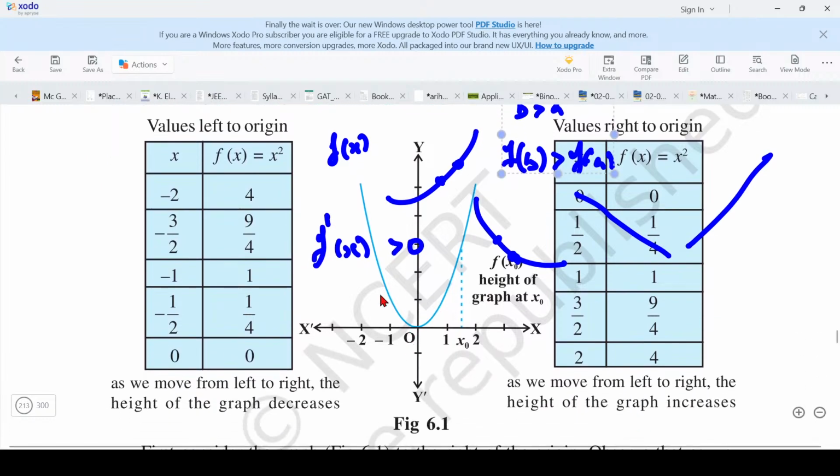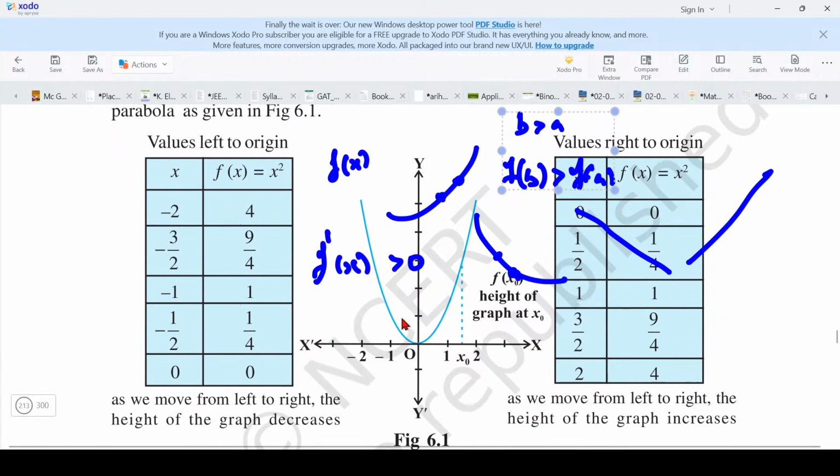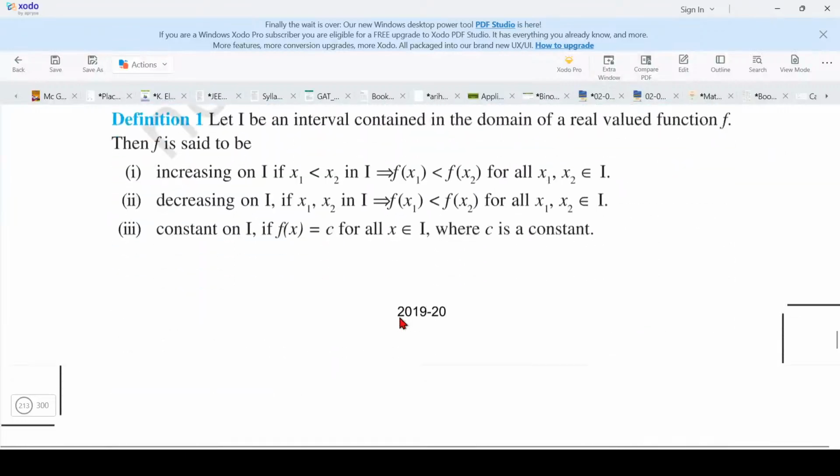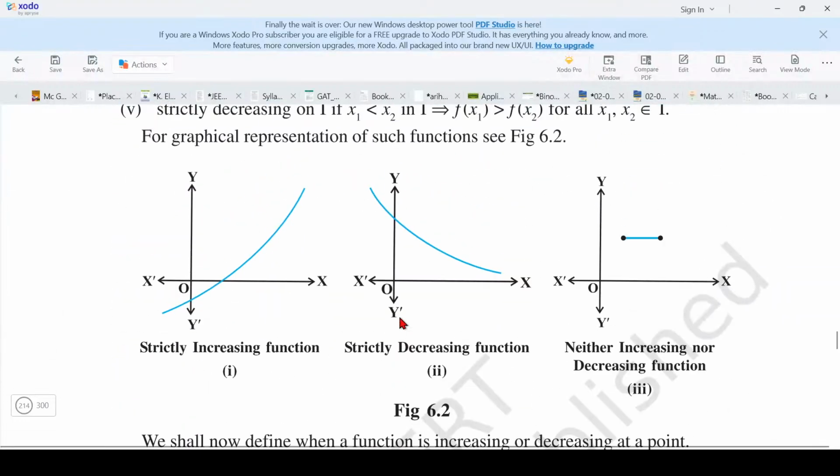If the function is decreasing, what does that mean? f dash x should be less than 0. Very simple. So these functions are increasing functions, that's why the slope is positive. Here the slope is negative. And f dash x equals 0, what does that mean? Slope equals 0, right? That means it's a constant function.